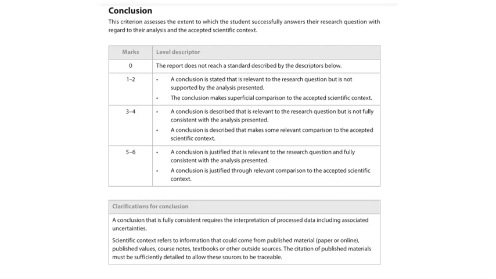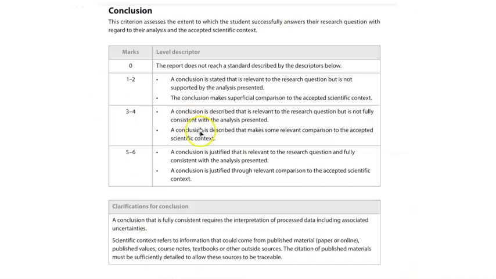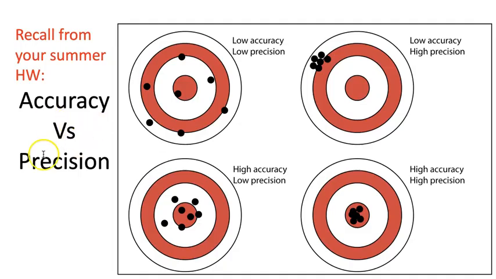So you are going to be concluding by actually talking about your conclusion and what your experimental coefficient of friction is. And you're going to be able to compare it to the accepted scientific context that we actually set up and described here in our research design section. One last thing that you're going to include in your conclusion is the accuracy and precision of your results.